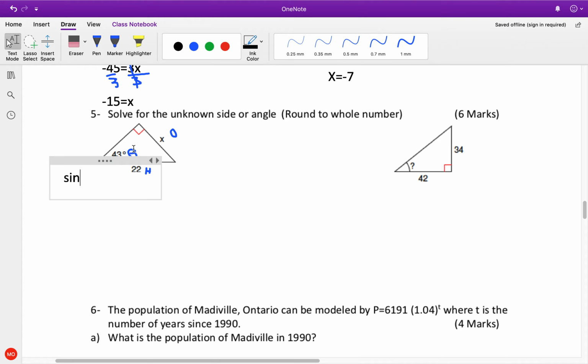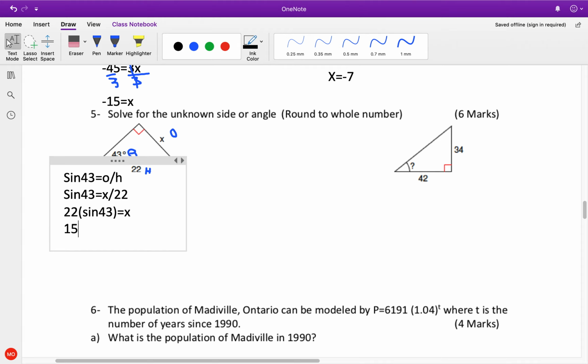So that's going to be sine 43 equals opposite over hypotenuse. I didn't do theta because I have no clue where the theta button is on this. So sine 43 equals x over 22. And once we rearrange it, we're going to have 22 times sine 43 equals x. If we plug that into our calculator, 22 times sine 43 equals 15. 15 equals x.